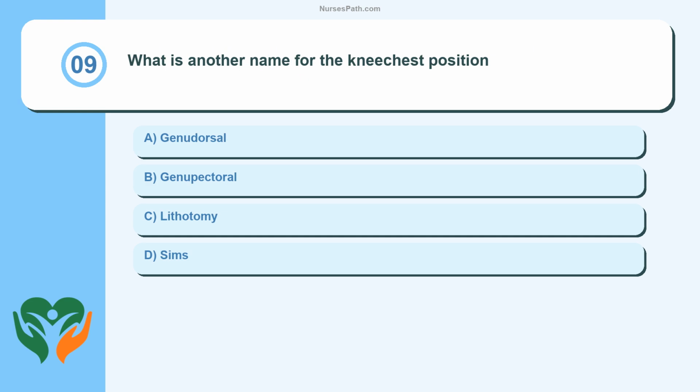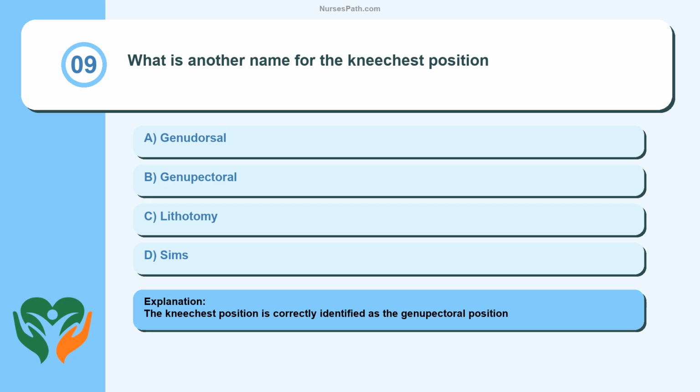Question 9. What is another name for the knee-chest position? Genudorsal, genupectoral, lithotomy, Sims. The knee-chest position is correctly identified as the genupectoral position.